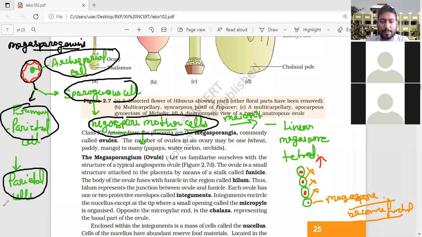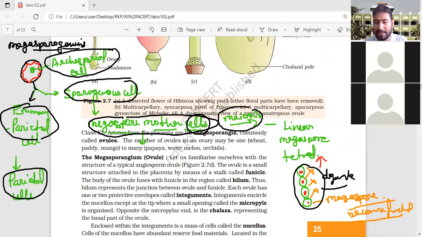Very good. Now, the megaspore mother cell undergoes the meiotic division. After meiosis, they form the four linear megaspore tetrad. Out of four, three become degenerate and one will remain. So here this is one, two, three, four. How many are there? Four. Three of these become degenerate and one remains as usual. This is known as the functional megaspore.